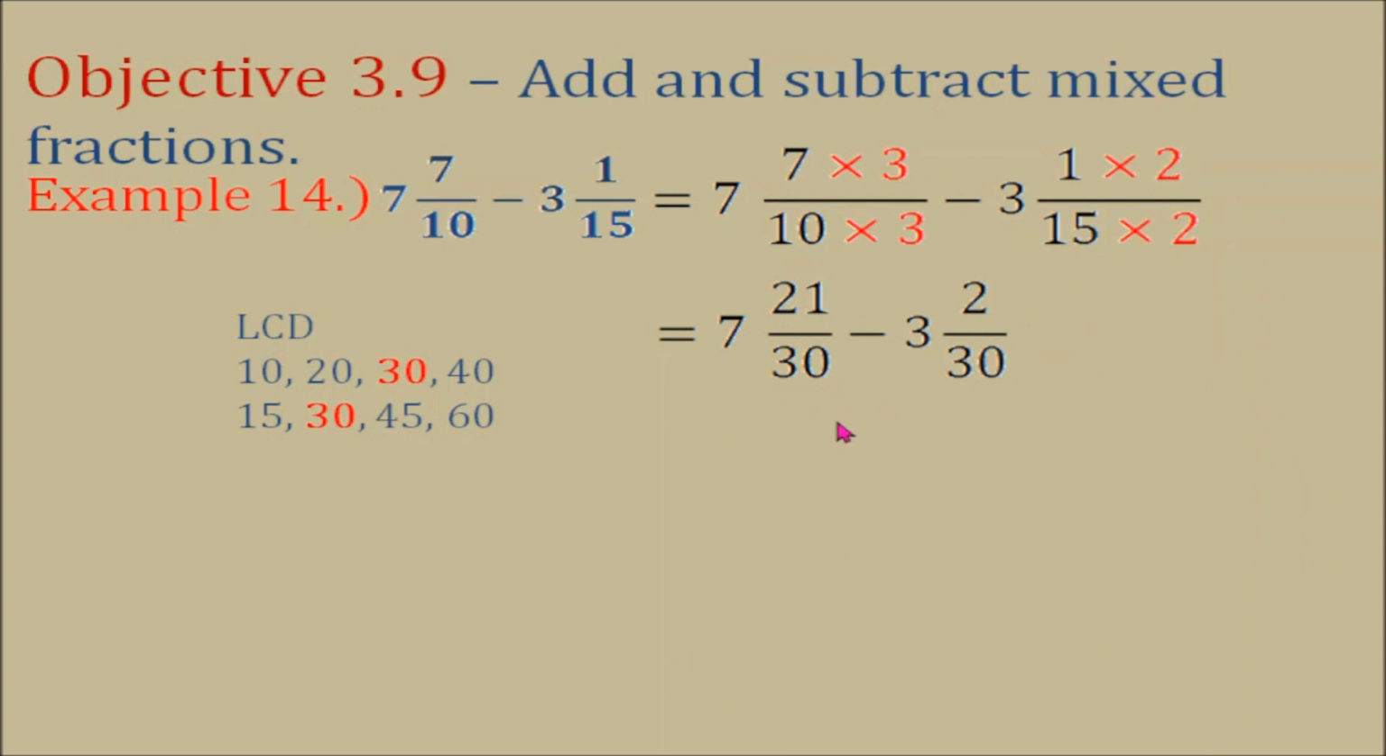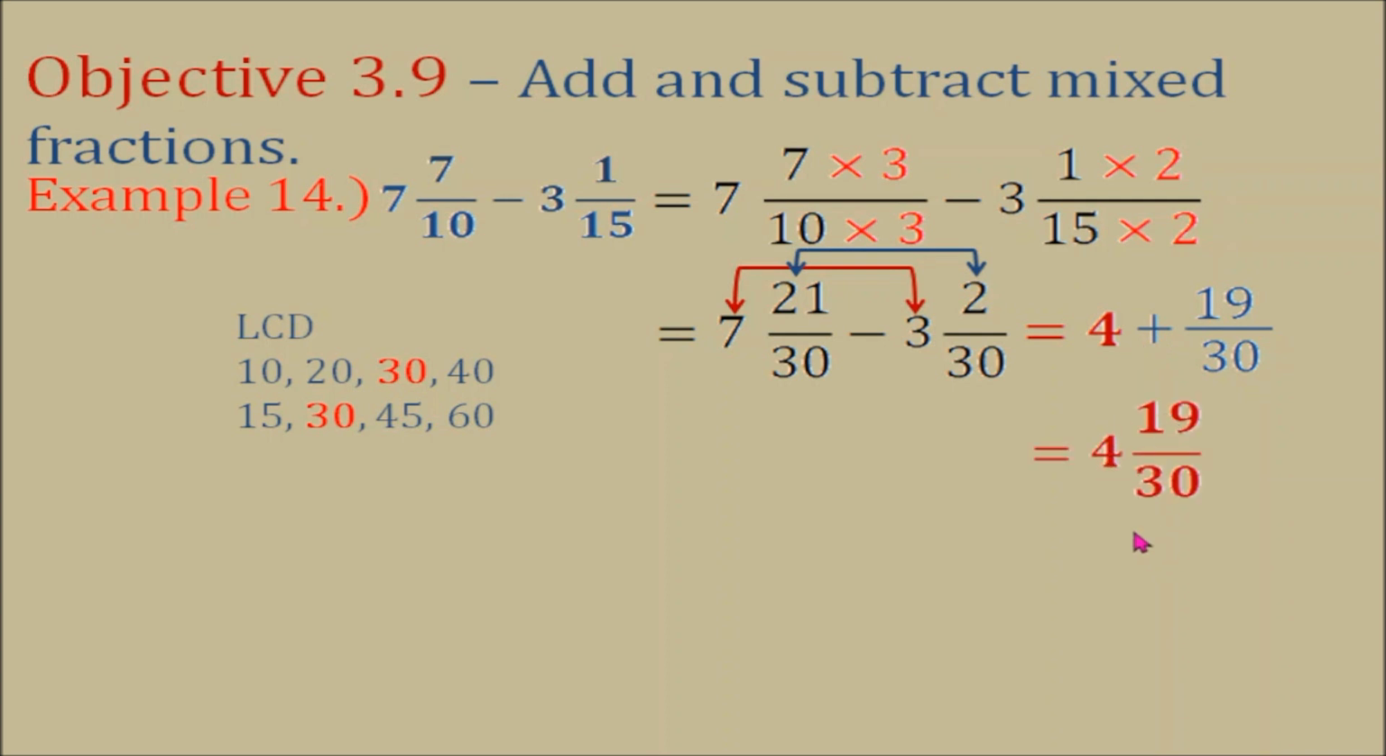Now we have similar fractions. 7 minus 3 is 4, and then we have common denominator 30. So 21 minus 2 is 19. So our answer is 4 and 19 over 30.